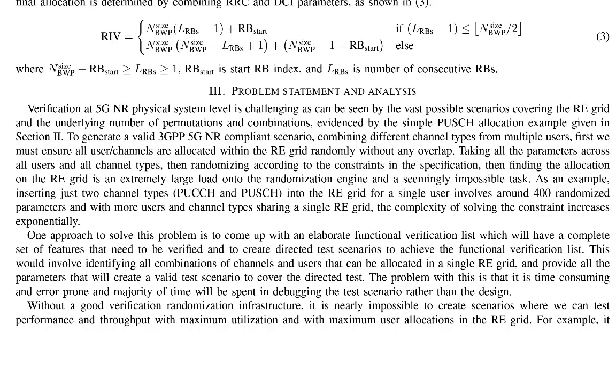As an example, inserting just two channel types, the PUCCH and the PUSCH, into the RE grid for a single user involves around 500 randomized parameters. With more users and channel types sharing a single RE grid, the complexity of solving the constraints increases exponentially.